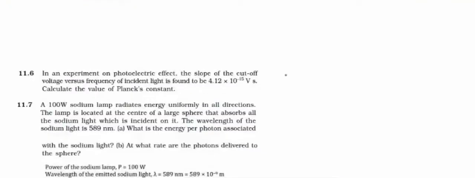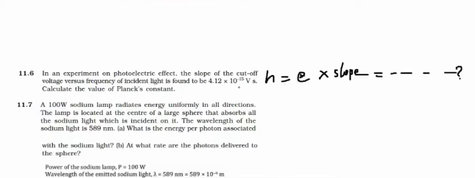In an experiment on photoelectric effect, the slope of the cutoff voltage versus frequency of incident light is found to be 4.12 into 10 power minus 15 volt second. Calculate the value of Planck's constant. We have the equation Planck's constant h is equal to e into slope. So you will get it from the graph of photoelectric effect between frequency and cutoff voltage. The slope is given. Value of e you can substitute, so that you will get the value of Planck's constant.